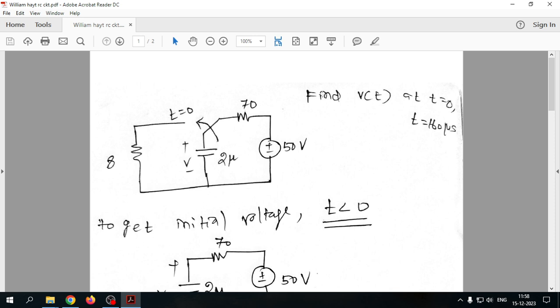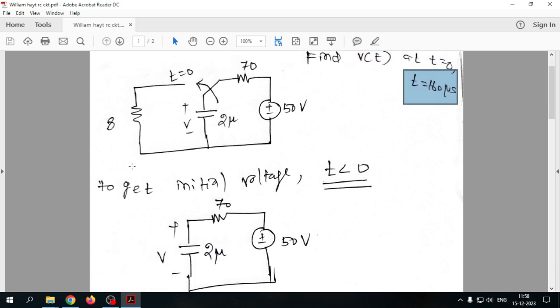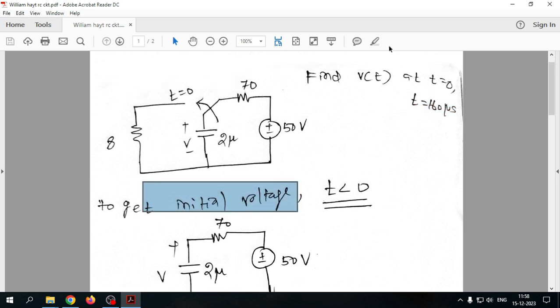In the previous problem, we saw that the initial voltage was given, but in this problem, we do not have any initial voltage mentioned. But we want to find out what Vc of t is at t equal to 0 and at t equal to 160 microseconds. So at first, we need to find the initial voltage, which means t less than 0, because there is no initial voltage in the given problem. So how do we find it?